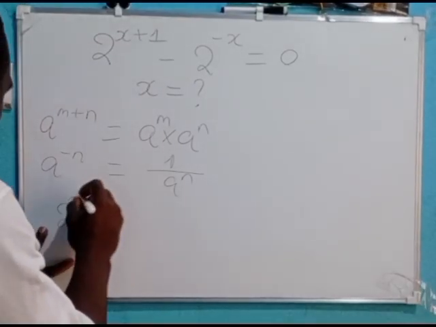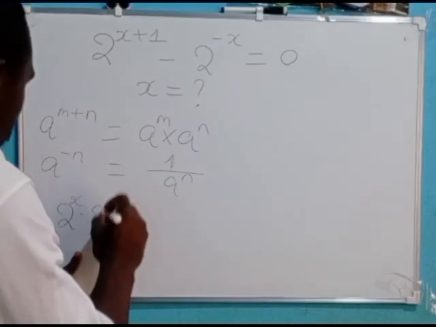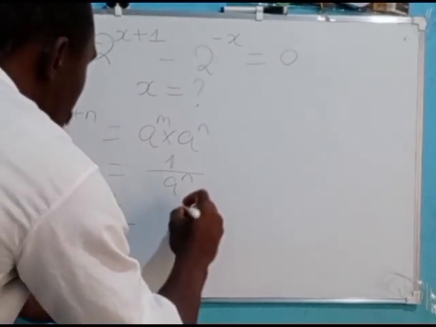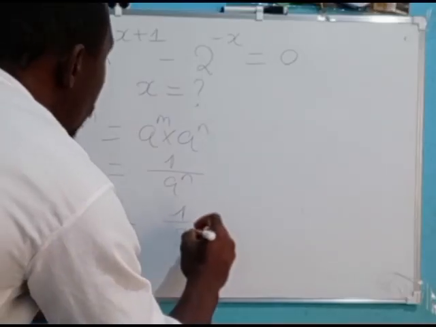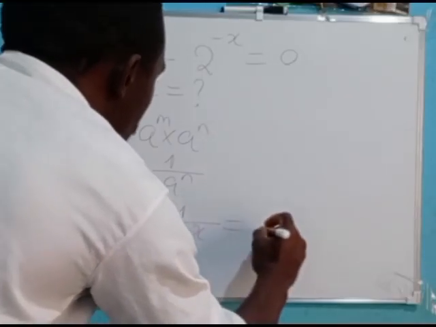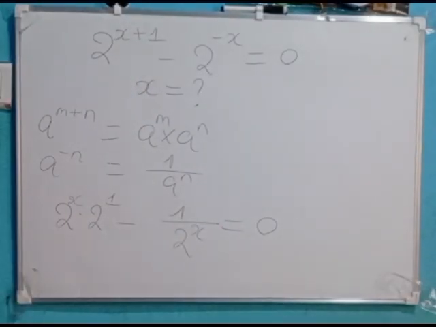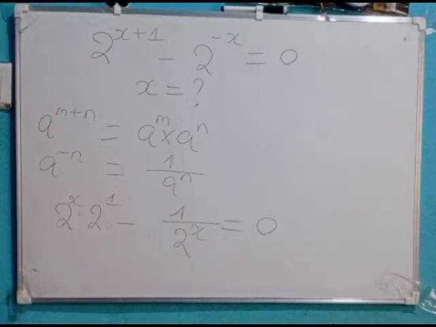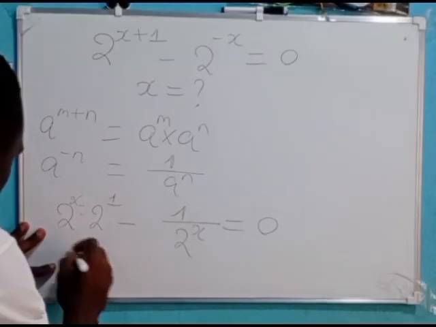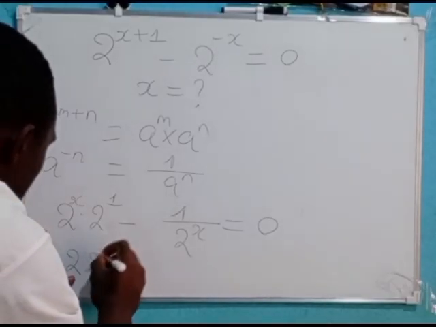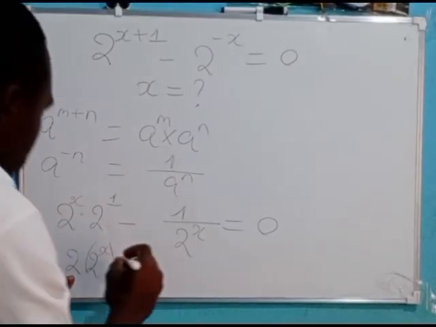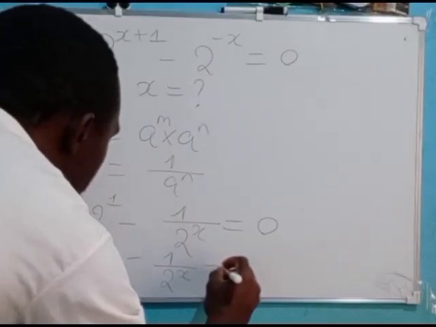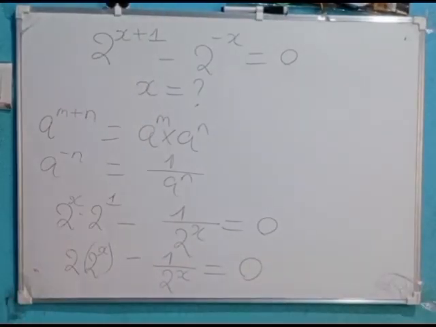to the power x times 2 raised to the power 1 minus 1 over 2 raised to the power x is equal to 0. We can write this as 2 raised to the power 1 remains 2, as 2 times 2 raised to the power x in bracket minus 1 over 2 raised to the power x is equal to 0.